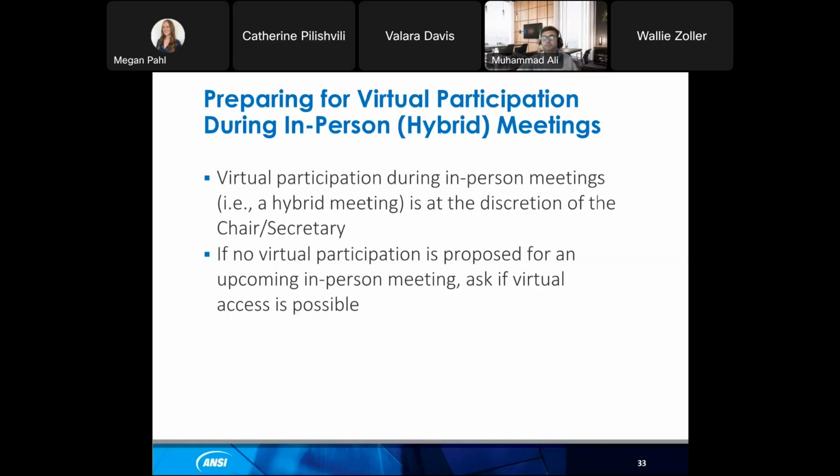But some of the best practices that I can point out while I'm going through these slides: virtual participation during in-person meetings or hybrid meetings is at the discretion of the chair or the secretary. And when I say chair or secretary, this is at the IEC level, right? The IEC technical committee chair or secretary. And if no virtual participation is proposed for an upcoming IEC in-person meeting, then you can always ask if virtual access is possible. If you move on to the next slide, please.